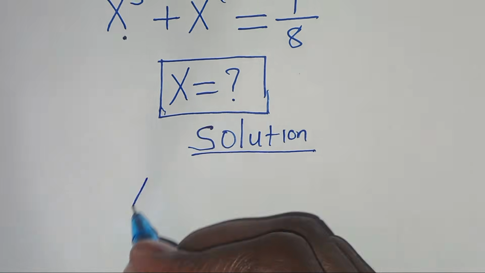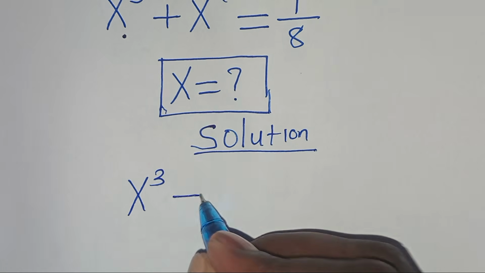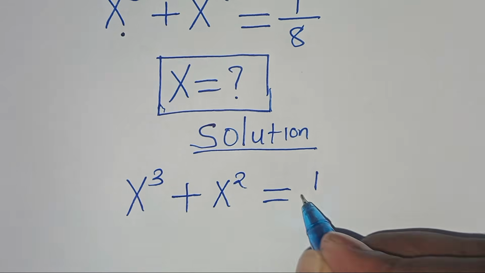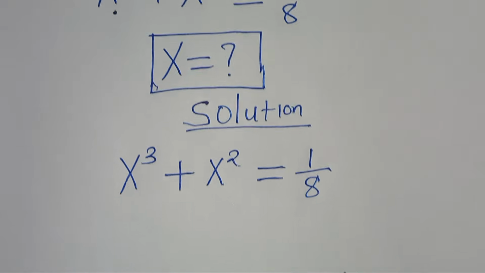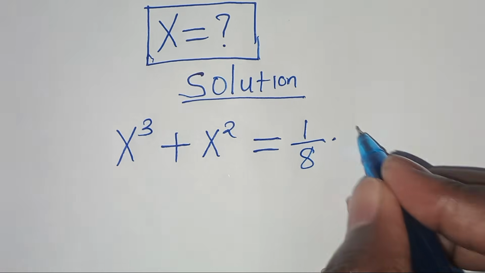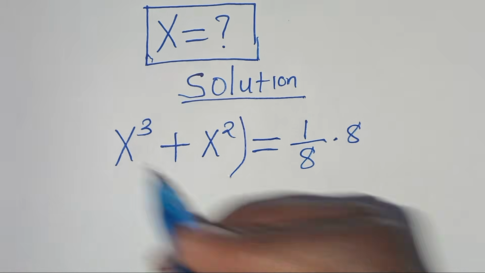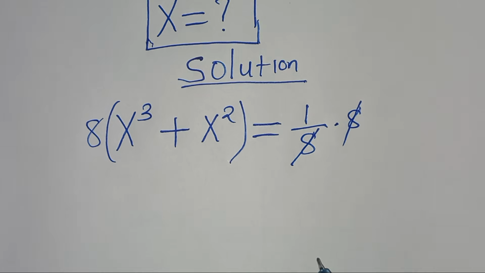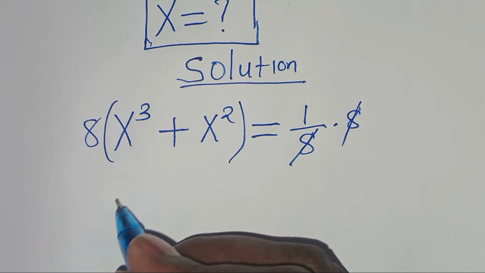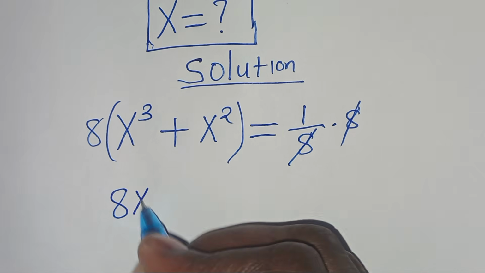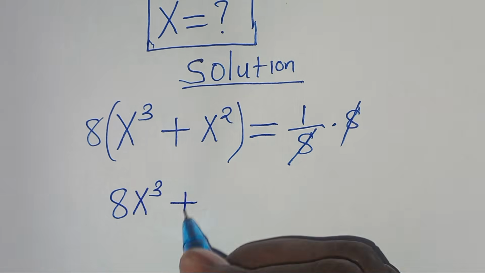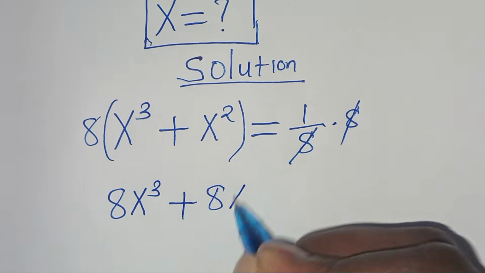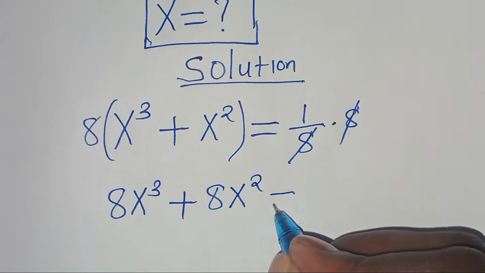So we have x to the power of 3 plus x to the power of 2 is equal to 1 over 8. The first step is to multiply on both sides by 8, so that the 8 and 8 here simplify. So this is 8x to the power of 3 plus 8 times x squared, this is 8 multiplied by x to the power of 2, is equal to 1.